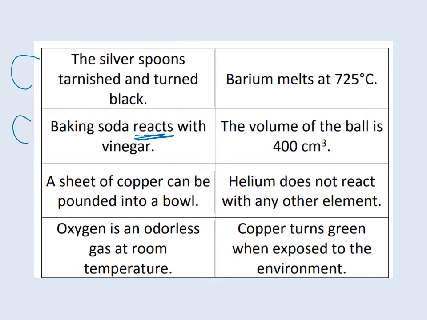A sheet of copper can be pounded into a bowl. If I turn a sheet into a bowl, I'm changing its shape. So that's a physical property. And then let's decide, is it intensive or is it extensive? So let's say I have a sheet of copper this big and a sheet of copper this big. Could I change the shape of both of them into a bowl? Yes, I can. They might not look like the same bowl, but I can change the shape of both of them. So that is an intensive property.